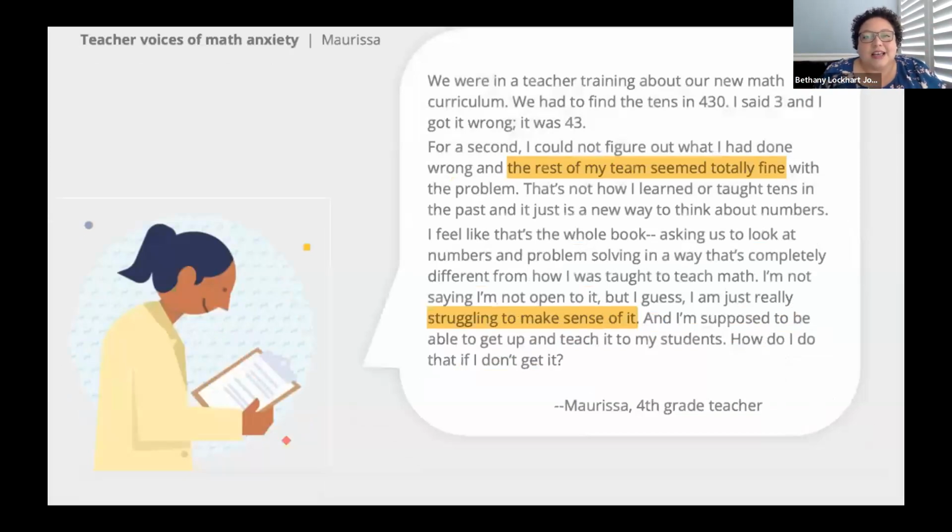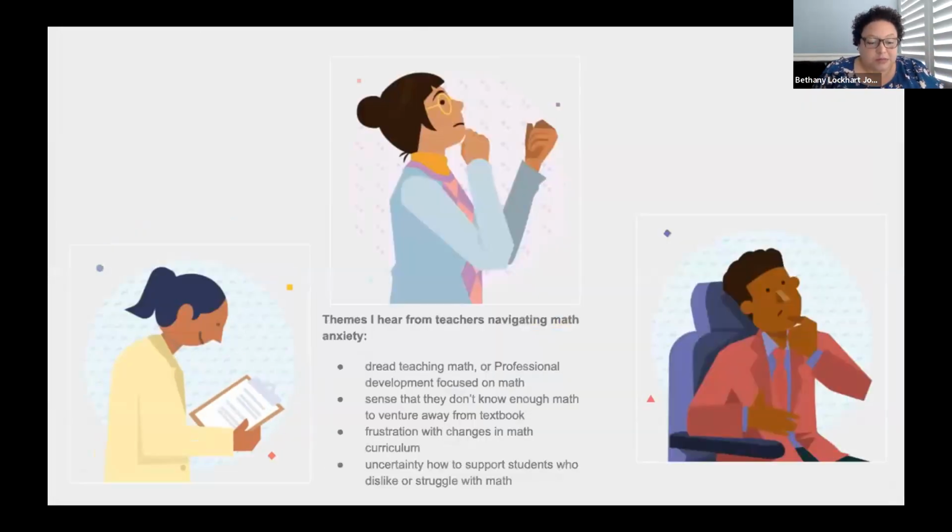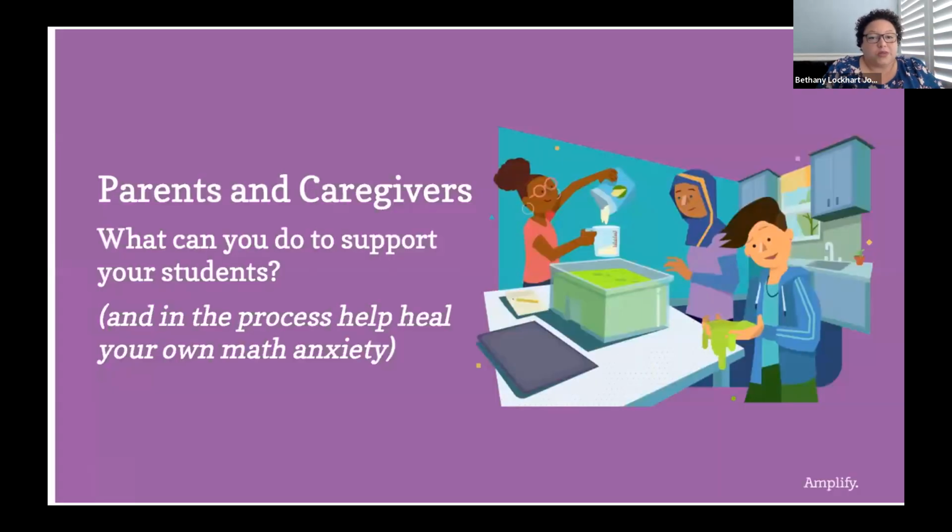And finally, Marissa, they were doing teacher training about their new math curriculum, and something about finding the tens in 430. So she wrote down 3, and the rest of her team got 43. And she said it took her a second. Like she was like, wait, 43. I mean, she got it, but it seemed like for the rest of the team, it had been automatic. And she said for her, it further reinforced this new book, new way of thinking, struggling to make sense of it. And oftentimes what I would hear from teachers is that they dread teaching math or professional development focused on math, a sense that they don't know enough math to venture from the textbook, frustration when there's changes in the math curriculum, and uncertainty how to support students who dislike or struggle with math.